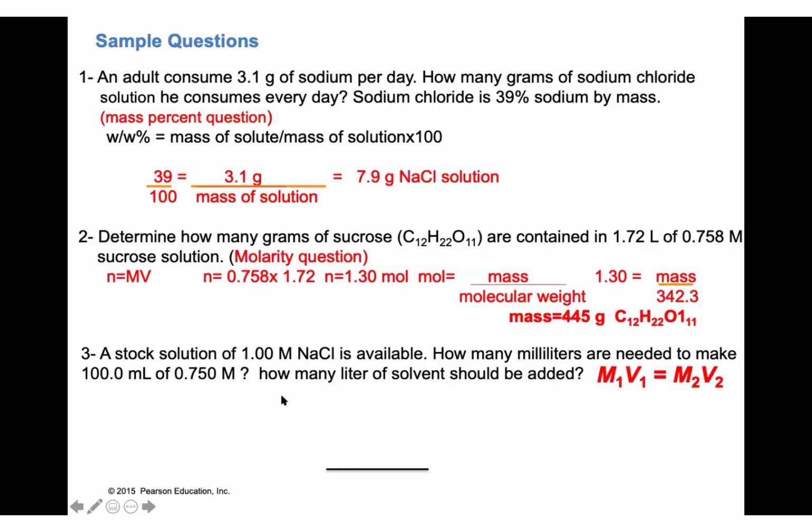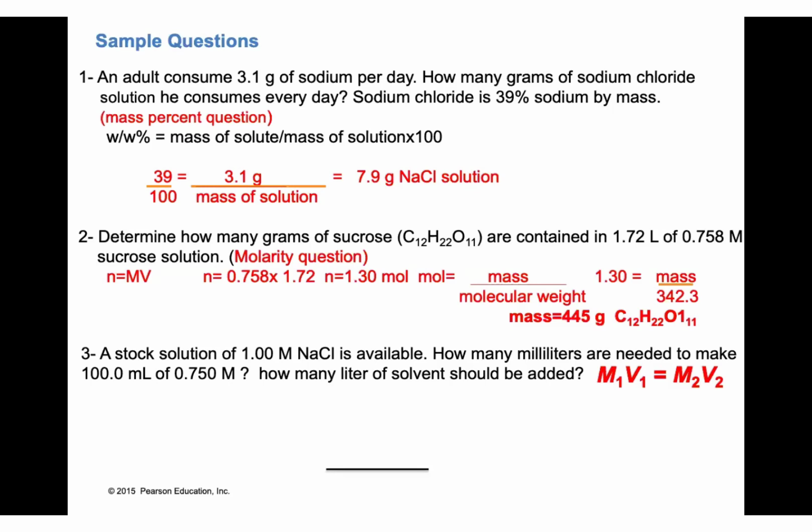Let's go to the last one. A stock solution of 1 gram NaCl is available. How many milliliters are needed to make 100 milliliter of 0.750 molar of this solution? Make sure, guys, you might ask how I know this is a dilution question. Of course, it's a dilution question. How? They always give you, guys, in dilution questions one compound.